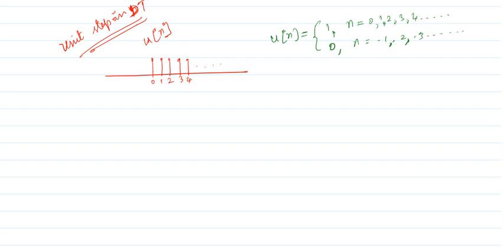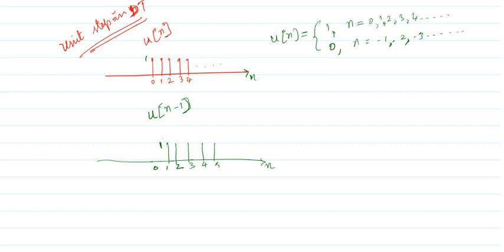Can you try what is u of n minus 1? U of n minus 1. N minus 1 means it is delayed. So instead of 0, the signal will start only at 1. Okay, this is my u of n minus 1. The amplitude is 1 in both the cases, right? Okay. Unit step and unit step u of n minus 1.